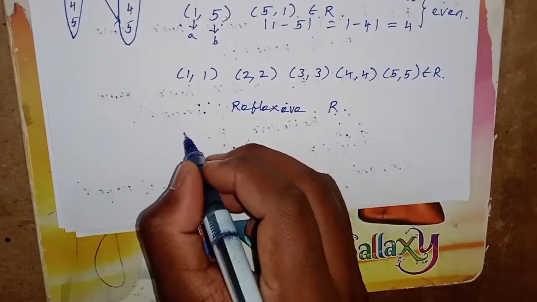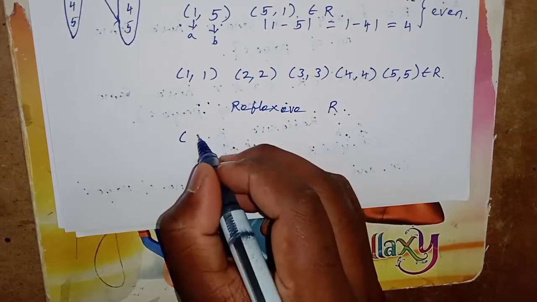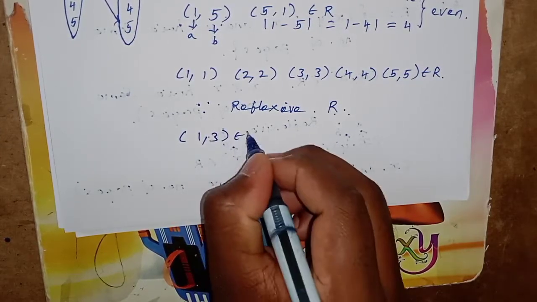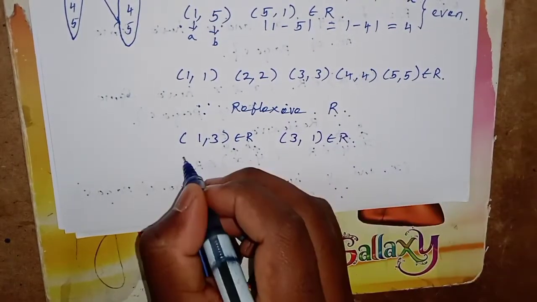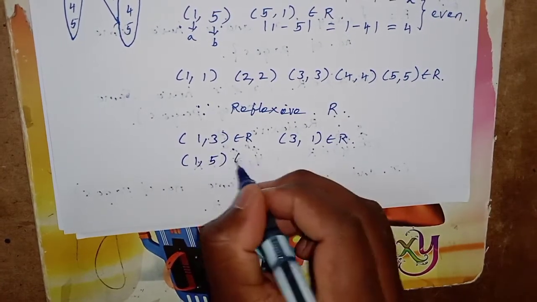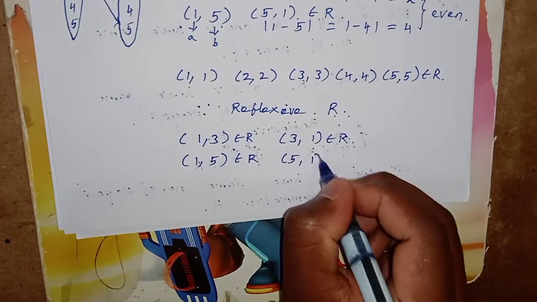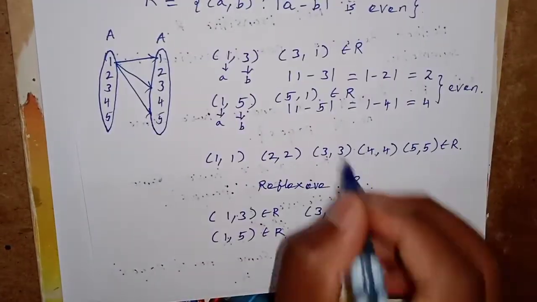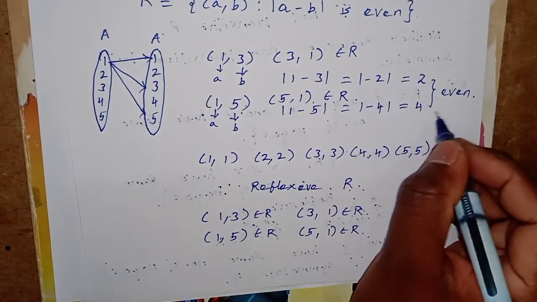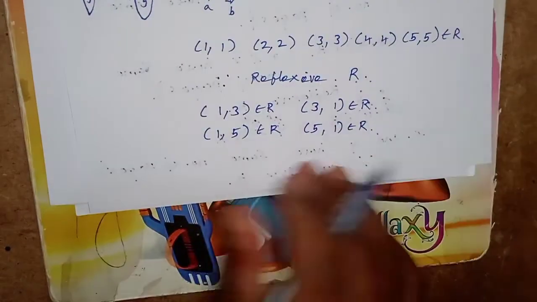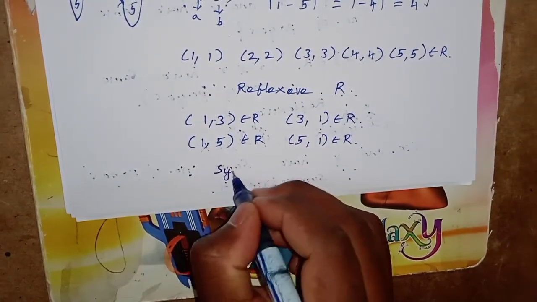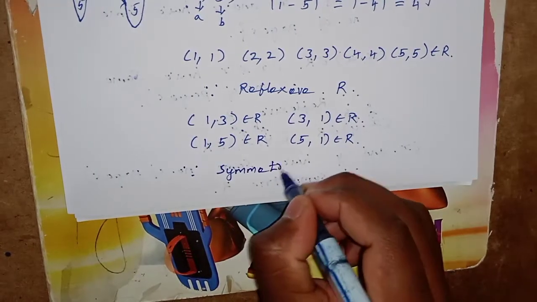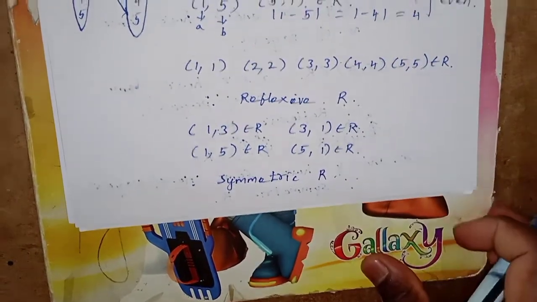Next, symmetric. For symmetric, (1, 3) belongs to R. Therefore, (3, 1) also belongs to R. Next, (1, 5) belongs to R, (5, 1) belongs to R. If you are taking modulus here, it will become plus only. Therefore, here it is an even number. Therefore, here also it is satisfying. Therefore, here it is a symmetric relation.